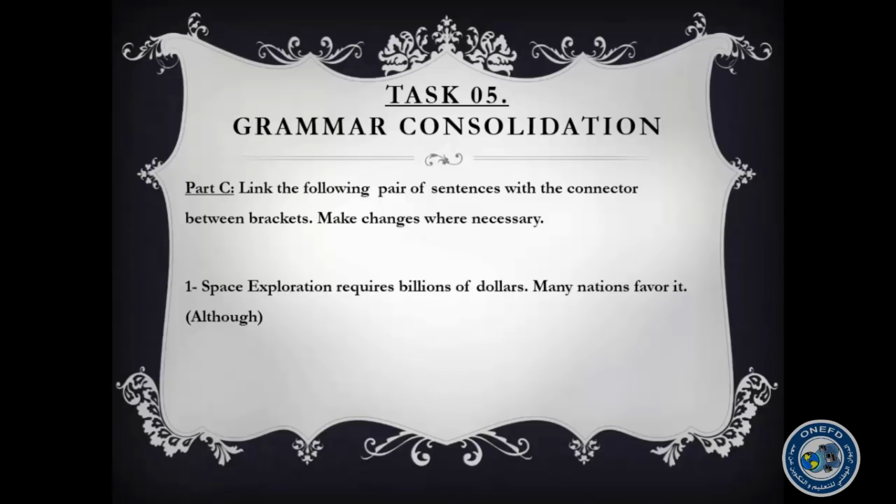Although, what does "although" express? Yes, it expresses concession. We have, for example, although, however, even though, etc. They express concession. And when you link the two sentences, you have to make the necessary changes. So feel free to pause the video and do the exercises or tasks on your own or with your friend. So let's take a look at the answers.